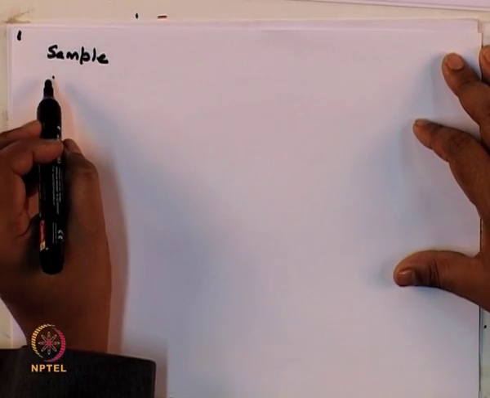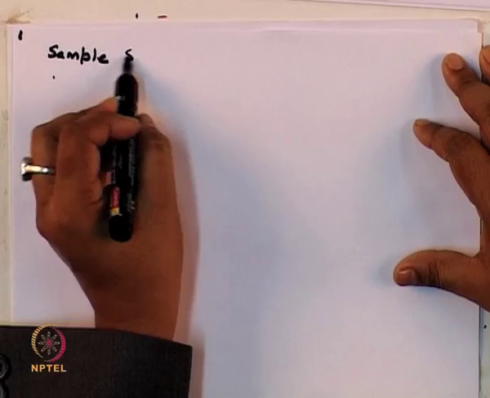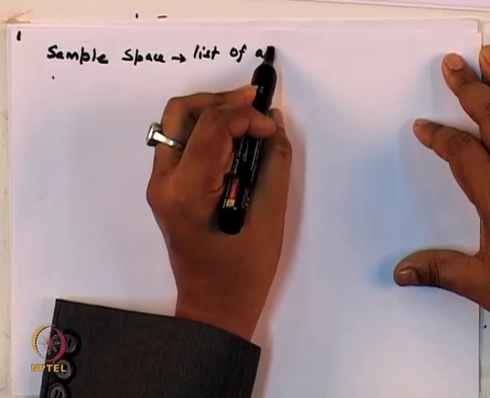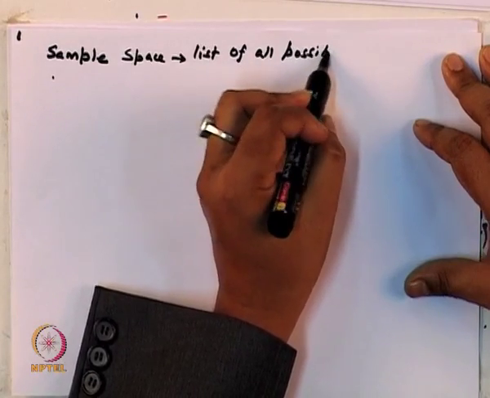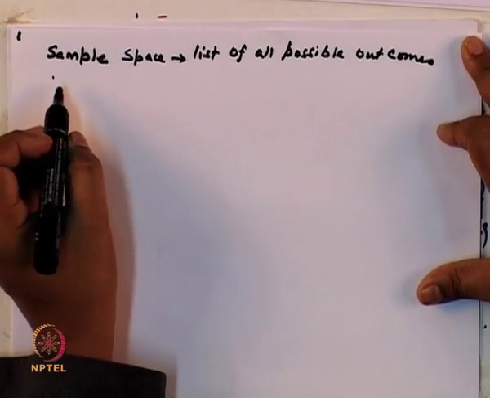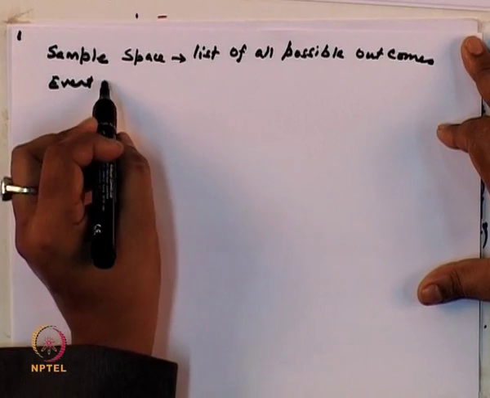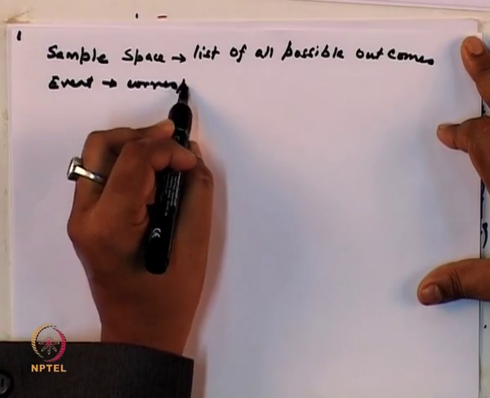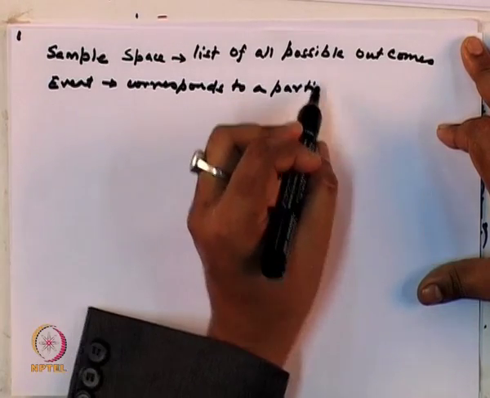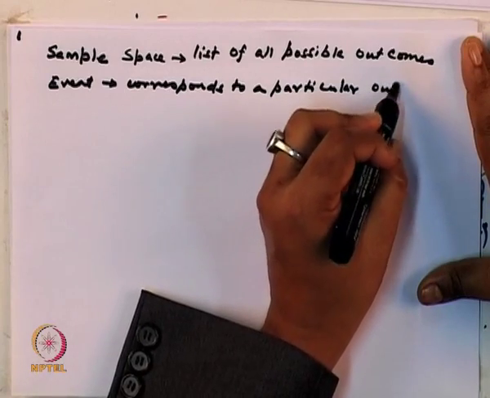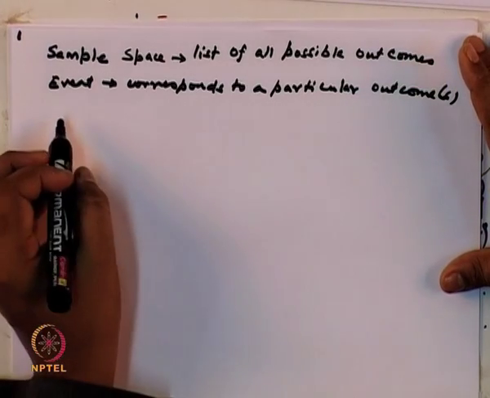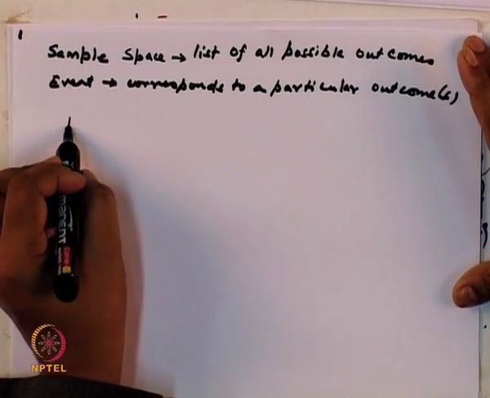So, in probability we had introduced you to the concept of a sample and a concept of a sample space, which is the list of all possible events or outcomes, okay, and an event which corresponds to a particular outcome or outcomes.